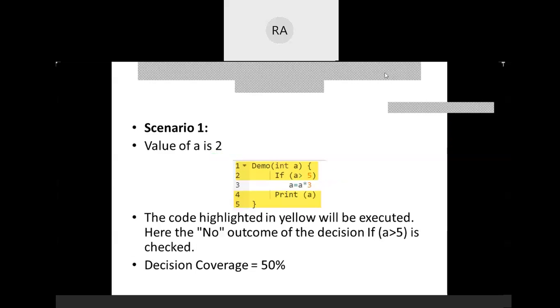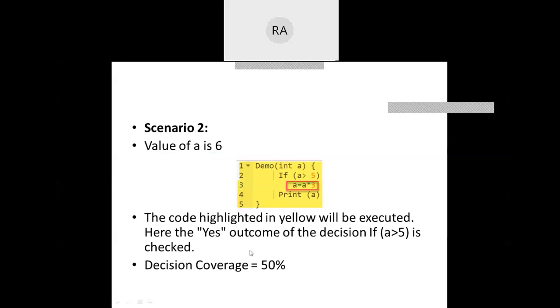After that, let me consider one more scenario wherein the value of A is 6, which is greater than 5, and this particular statement gets executed. But what is the outcome that is being exercised? It is true, which is equal to 1. 1 divided by the total number of outcomes for a particular Boolean expression, that is 1 divided by 2 again. It is going to be 50%.